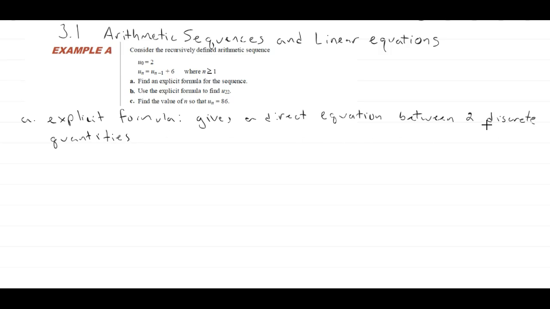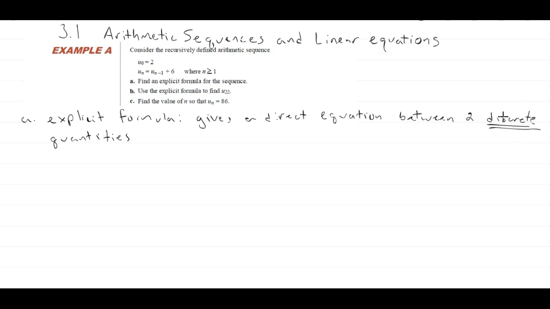Alright, so what do we mean when we say discrete? Well, what I'm talking about with discrete is numbers, things that are not continuous. So this is going to be discrete because we're going to say u sub 0, and then u sub 1, then u sub 2, then u sub 3, then u sub 4, u sub 5. So we're always going to have this number, the sub number, go up by 1.